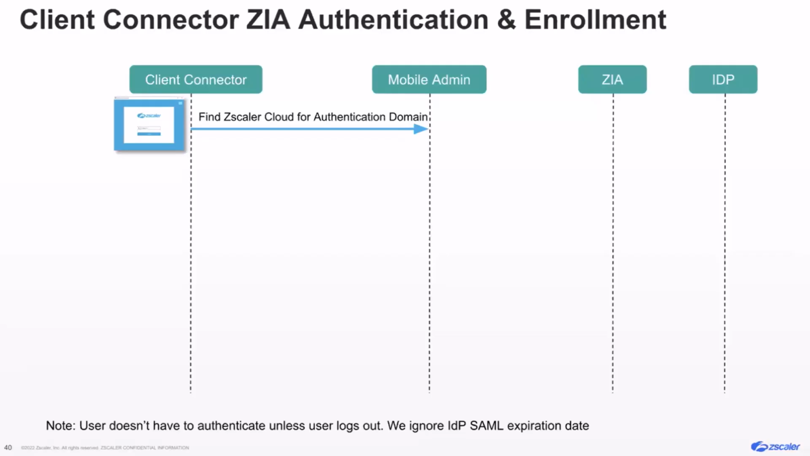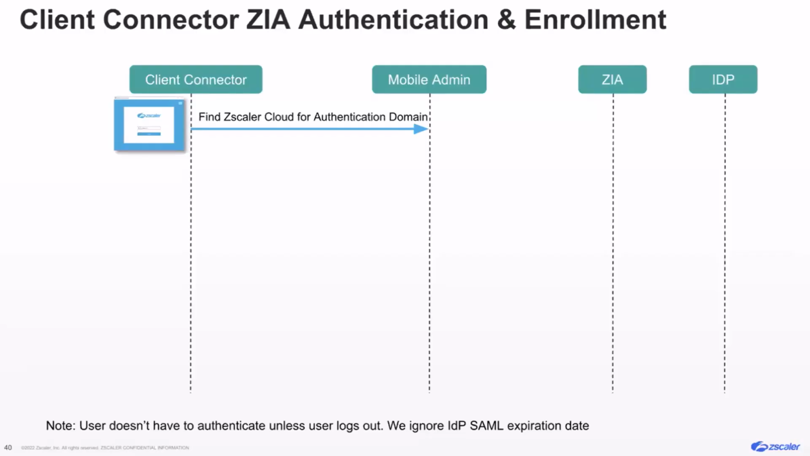On the very left is the client connector, in the middle we have mobile admin, right? Mobile admin is in our cloud, and that's what's actually enrolling client connector. That's where you will typically go to manage your client connector and get data for client connector. Then there's ZIA, in this case the service, and on the very right is the IDP, right?